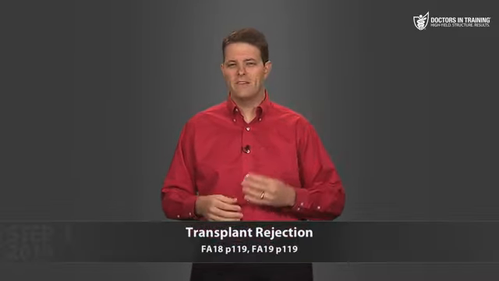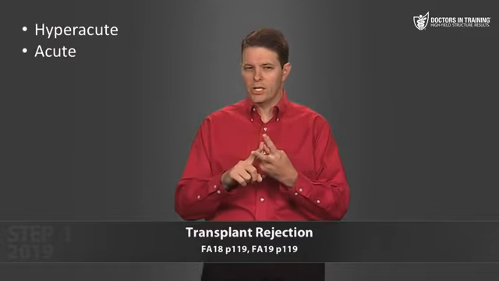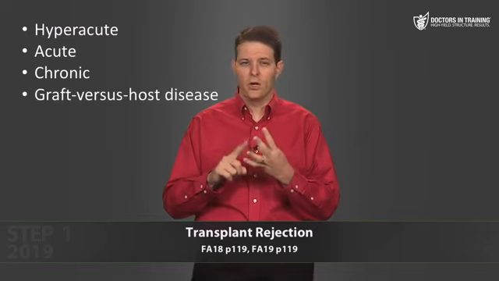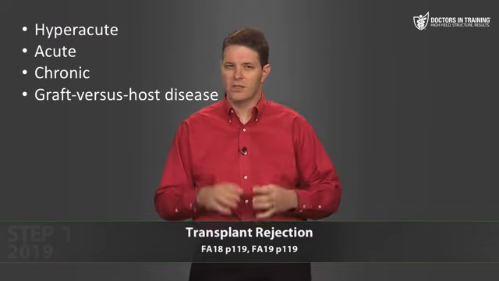Now let's move on to the lecture. In this video, we're going to talk about transplant rejection, and then we'll go over the immunosuppressants we use to prevent rejection. So there are four basic types of transplant rejection: hyperacute rejection, acute rejection, chronic rejection, and then graft versus host disease, which is kind of unique.